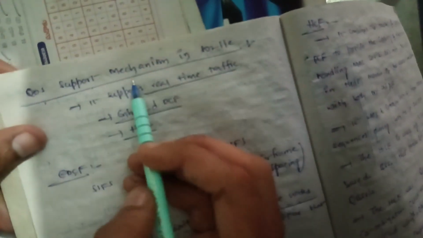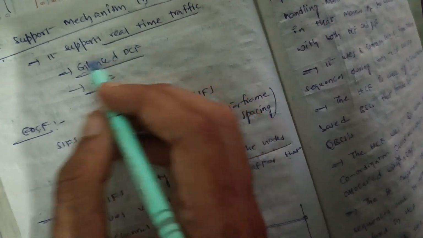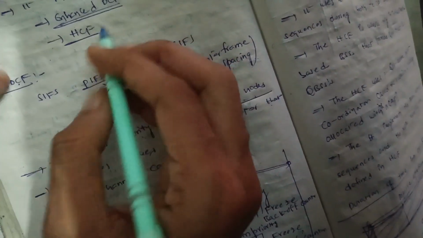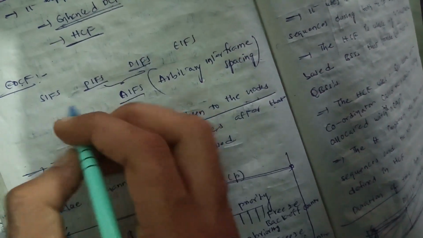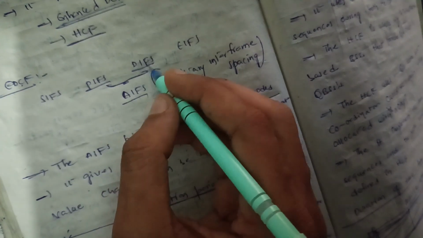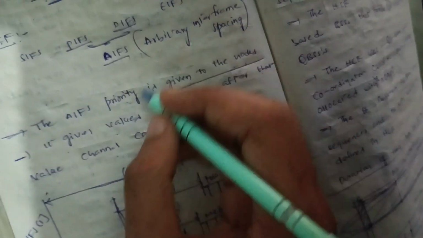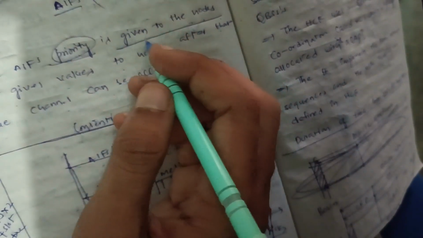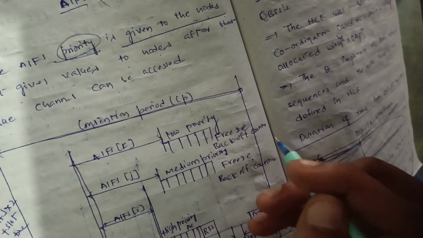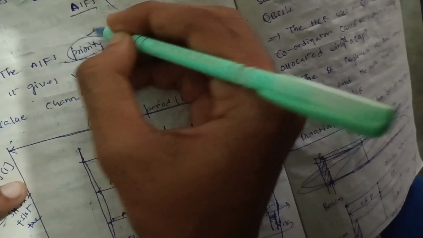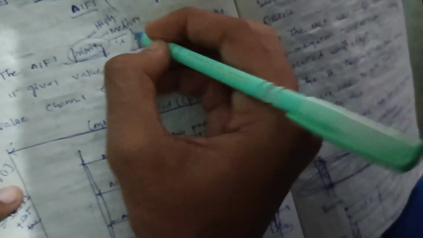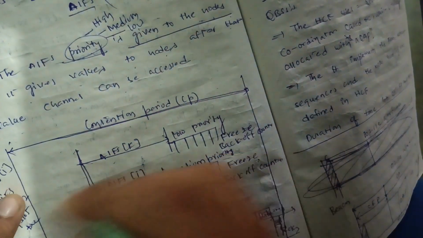Now the QoS support mechanism in 802.11e. Generally, it supports real-time traffic, and the support mechanism has two parts: enhanced DCF, EDCF, and HCF. Earlier PCF and DCF gave AIFS. The AIFS priority is given to the nodes, meaning the highest priority, lowest priority, or medium priority. There are three types of priorities: highest, medium, and low. These priorities are given to the nodes.